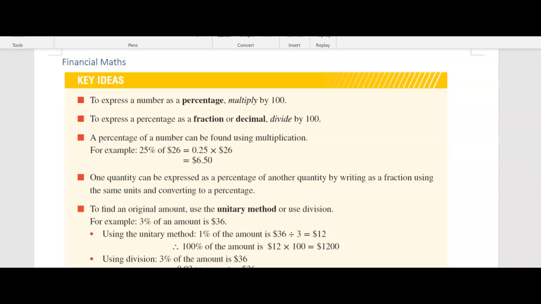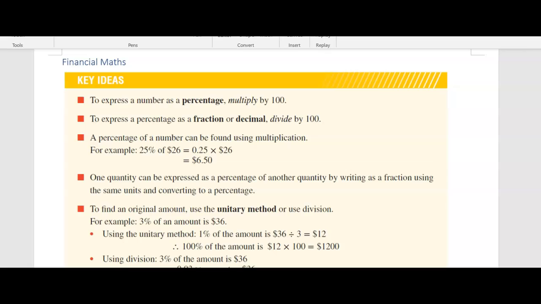Hi everyone, in this video we're going to go through the theory for financial maths. So a bit to get through, but most of what you need to know relates to percentages. So please make sure you've got a few examples in your bound book to refer to in the exam.